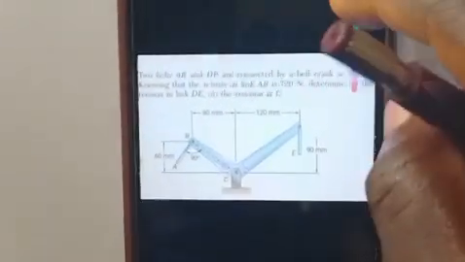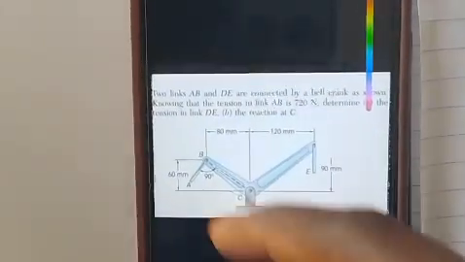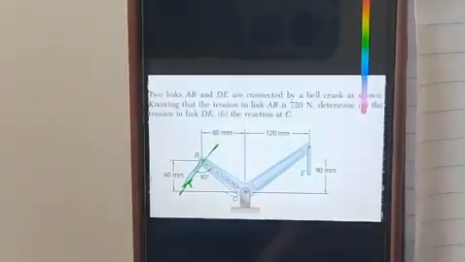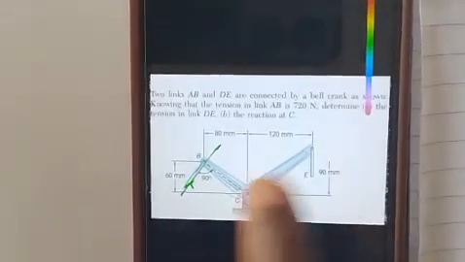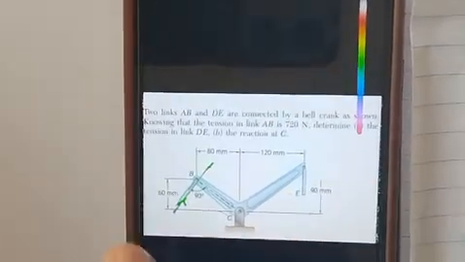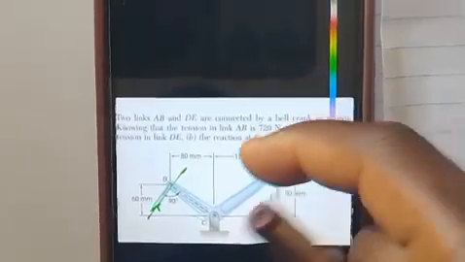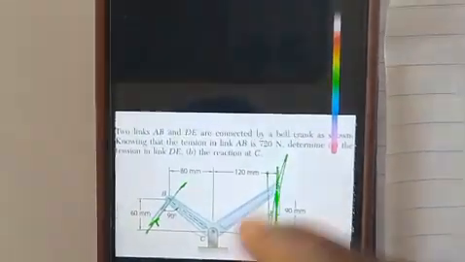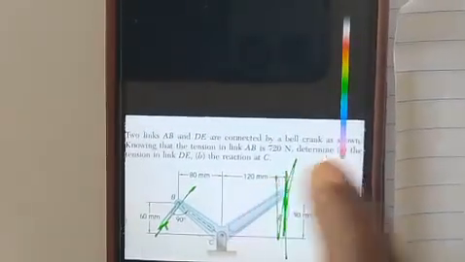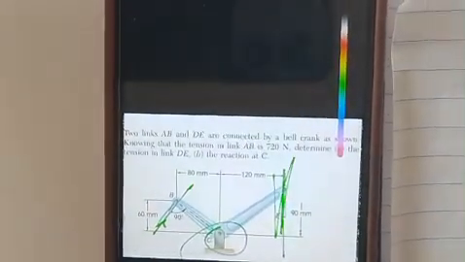So, as you can see, the tension in link AB, this is AB, so the tension in this AB is 720 Newton. Now the question says determine A, the tension in link DE, so we have to determine the tension in this link, and B, the reaction at C, so we are determining the reaction at this C.